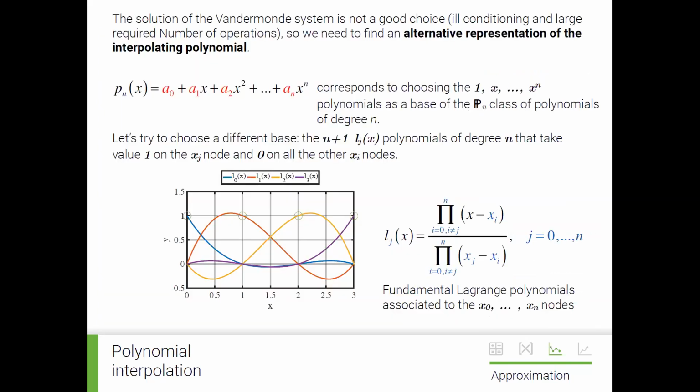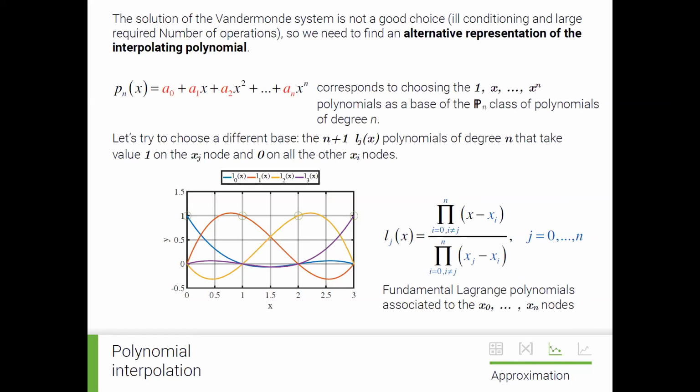Okay, let's continue. Now the solution of the Vandermonde system is not a good choice if it is ill conditioned with large n. We need to find an alternative representation of this interpolating polynomial. It's not good for us if it is ill conditioned with large n.